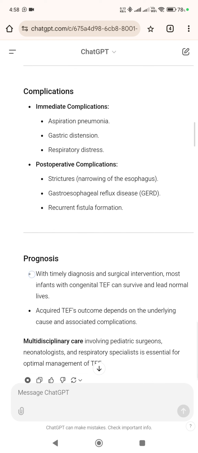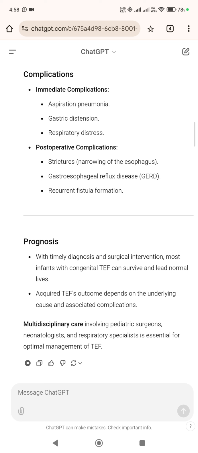Prognosis. With timely diagnosis and surgical intervention, most infants with congenital TEF can survive and lead normal lives. Acquired TEF's outcome depends on the underlying cause and associated complications. Multidisciplinary care involving pediatric surgeons, neonatologists, and respiratory specialists is essential for optimal management of TEF.